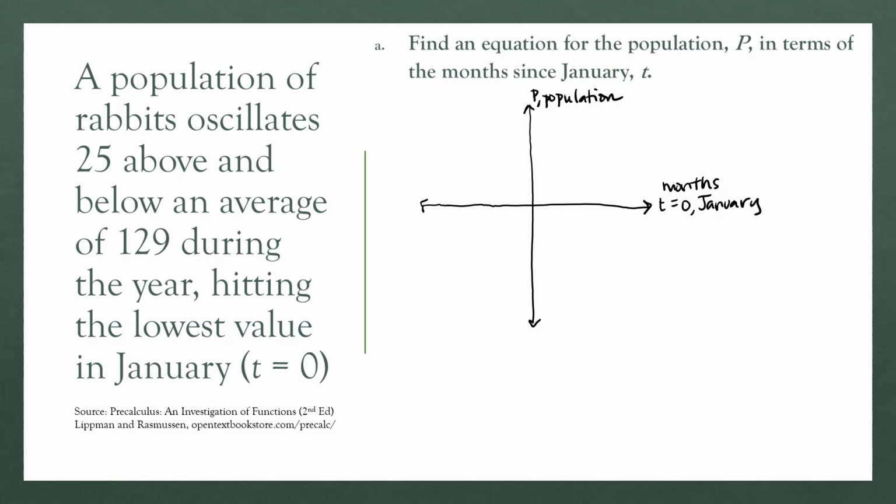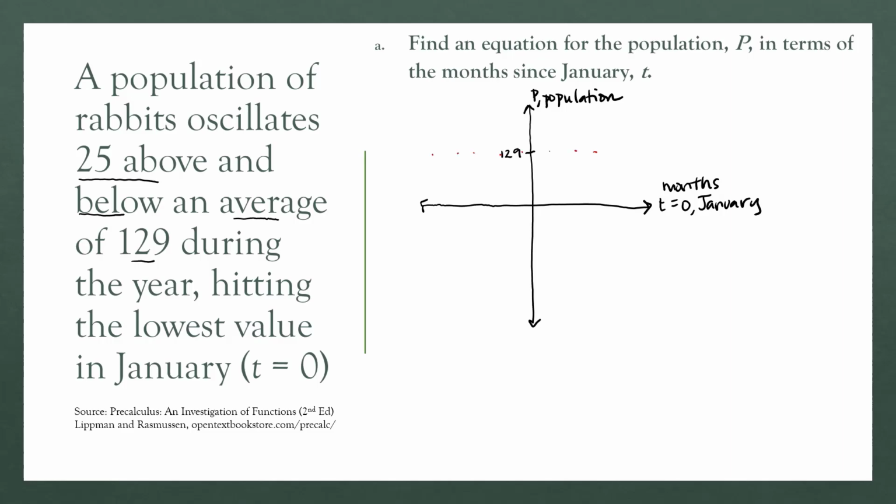All right, now what else is given to me? The rabbit population is oscillating 25 above and below an average of 129. So let me go ahead and just draw in 129. Now remember, this is just a sketch, so if I was going to do a formal graph, I probably wouldn't actually call out 129. I might label my population axis maybe in increments of 20, so I would estimate where 129 is. But just for a sketch, I'm going to go ahead and put that 129 in there.